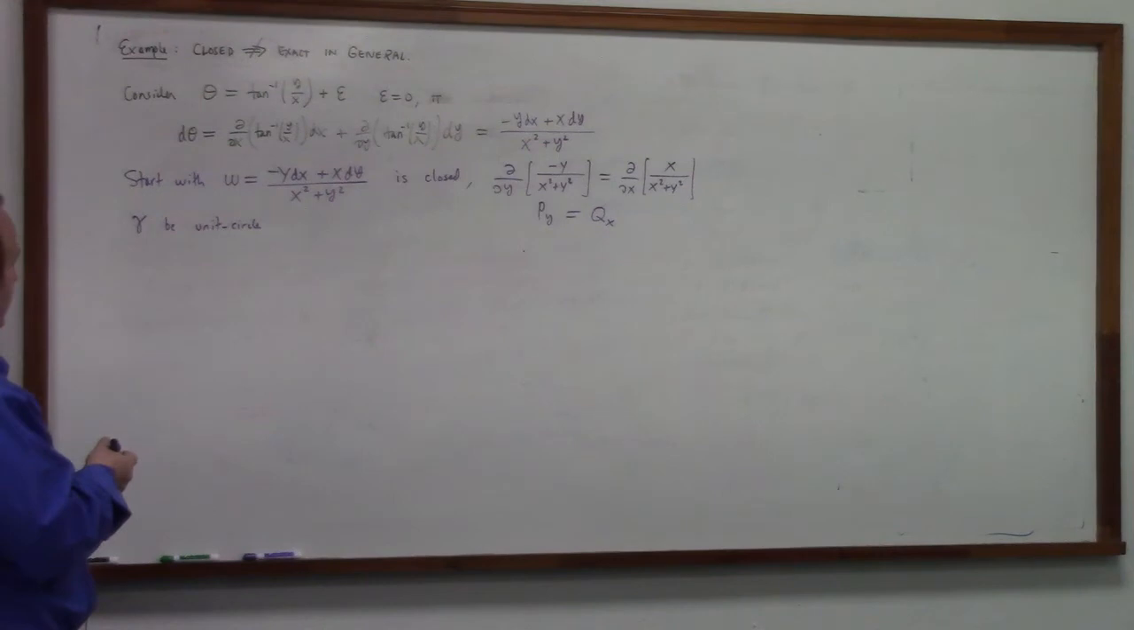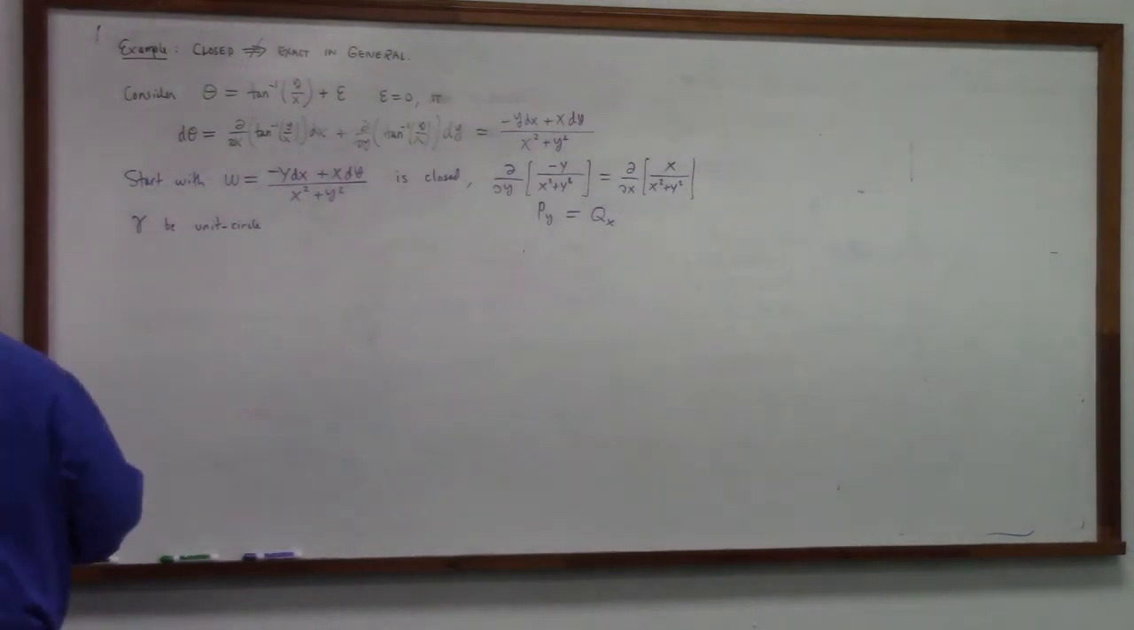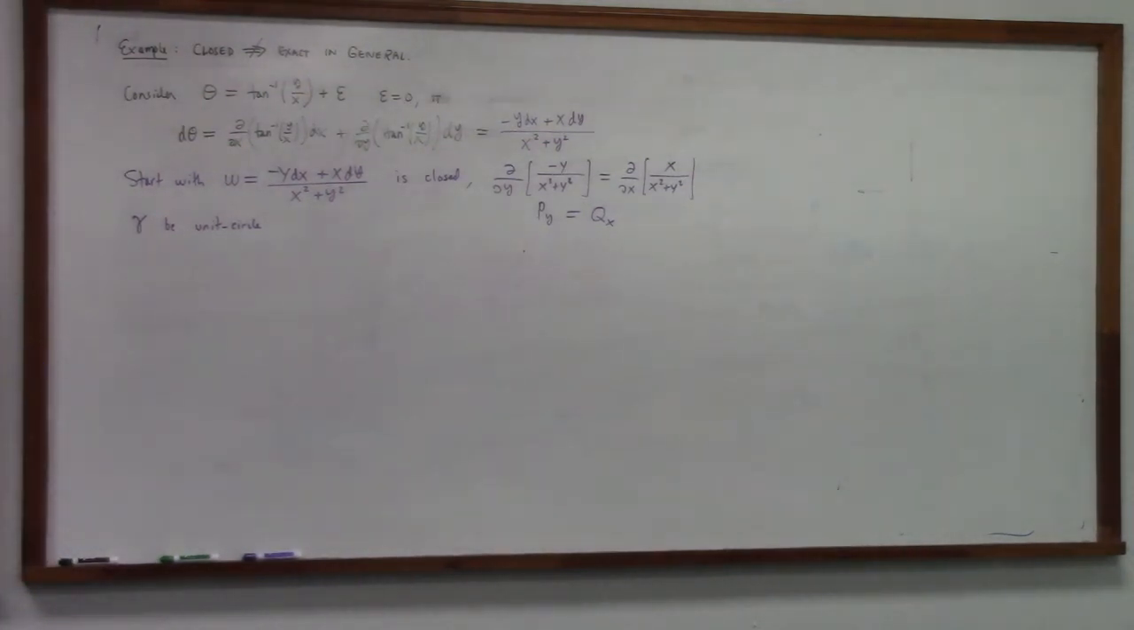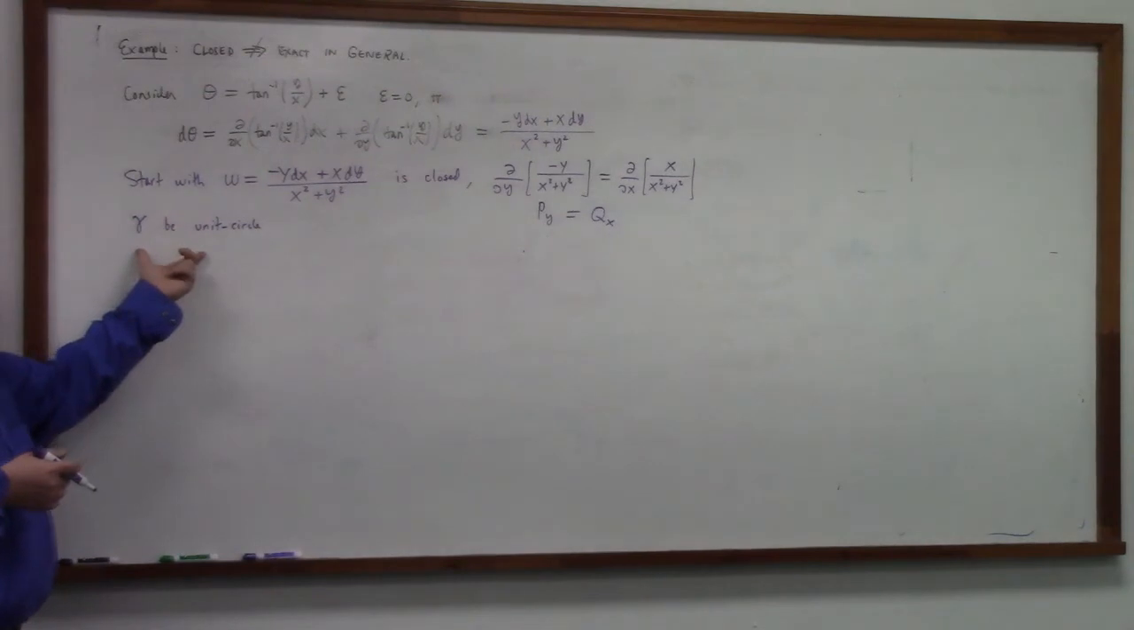And we're not there yet. But we do know that if it is exact, that implies that the integral around a loop is 0, right? So if we can show that the integral around a loop is not 0, it's not exact. Well, a nice loop to consider is the unit circle, right?